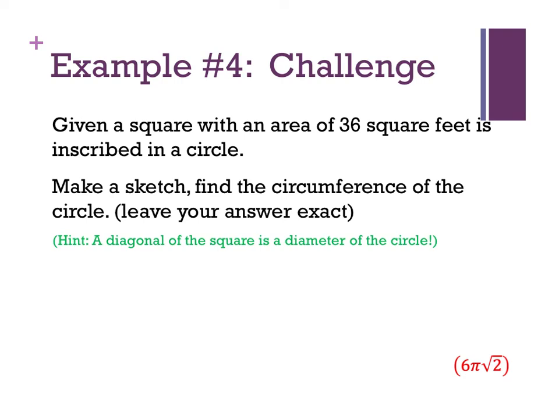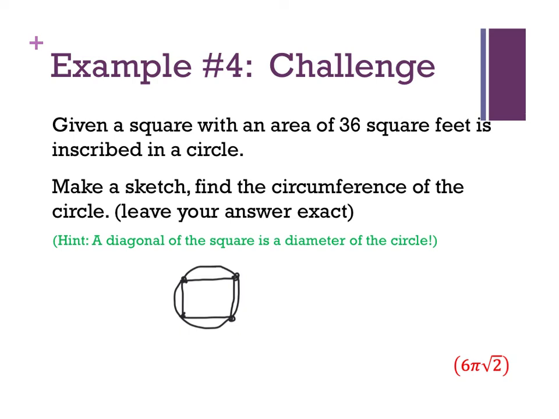Given a square with an area of 36 square feet is inscribed in a circle. Okay, so what that means is I have a circle and there's a square inscribed. So that means all of its vertices have to touch the edge of the circle. Again, because I'm not using Notability, this is more difficult for me to draw nicely. If I had Notability, I could make this actually look really good. This does not look great.